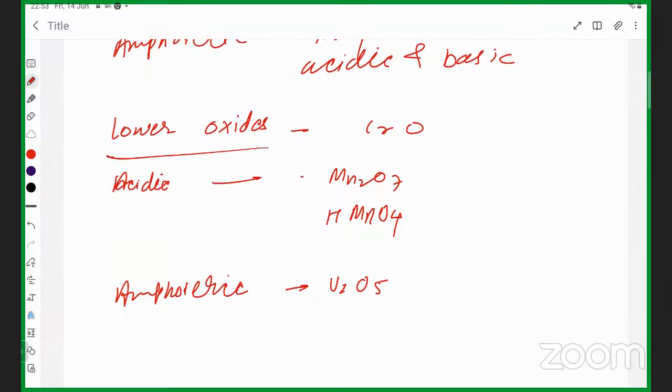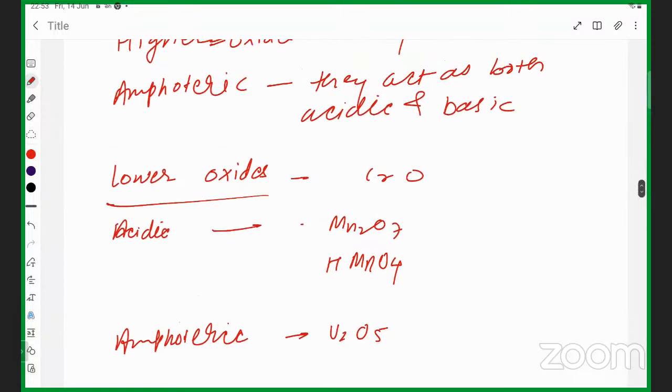Now basic. In the basic, lower oxide, I already told you, basic. So CrO is basic. V2O4, less basic. This is basic, but less basic. Another is V2O3. This is the basic.